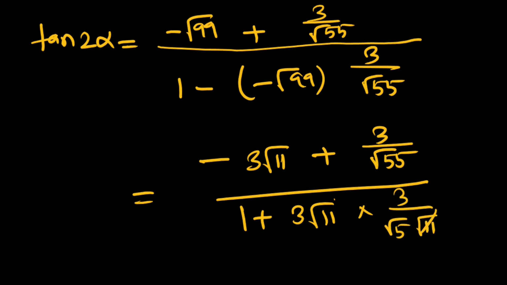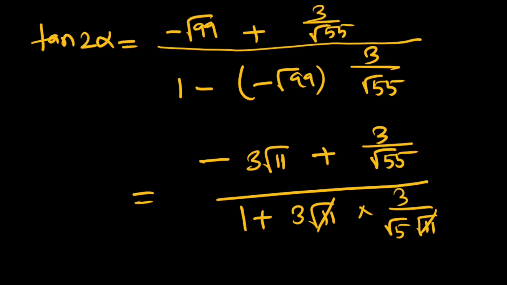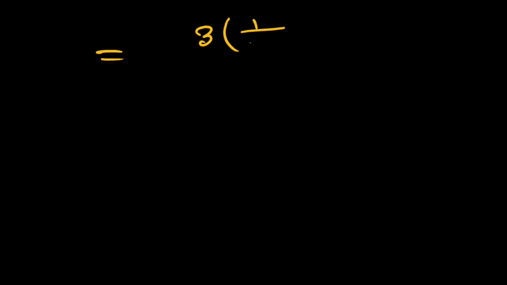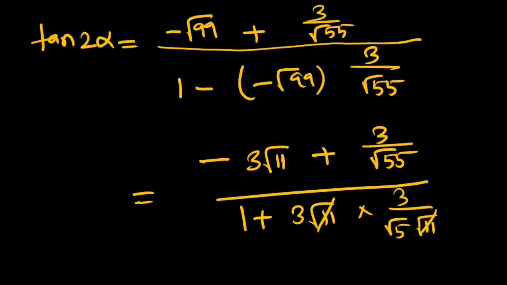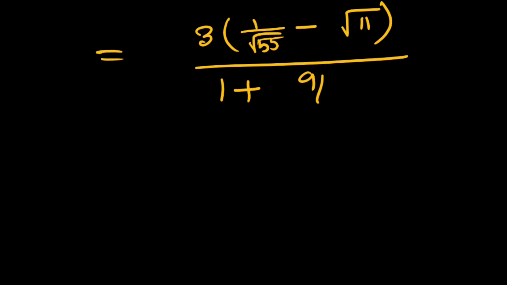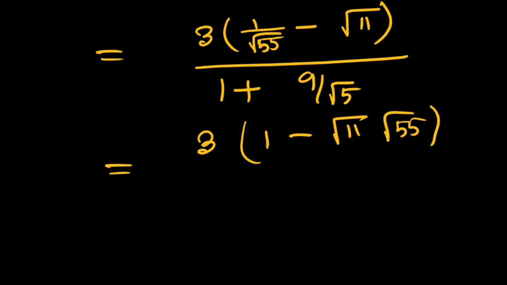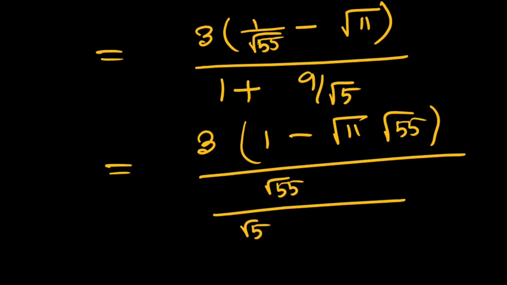So this root under 11 and this root under 11 are cancelled. Therefore here 3 and 3, so we take 3 common out. So 1 over root under 55 minus root under 11 over 1 plus 9 over root under 5. Therefore 3 times (1 minus root under 11 over root under 55) over (root under 5 plus 9) over root under 5.